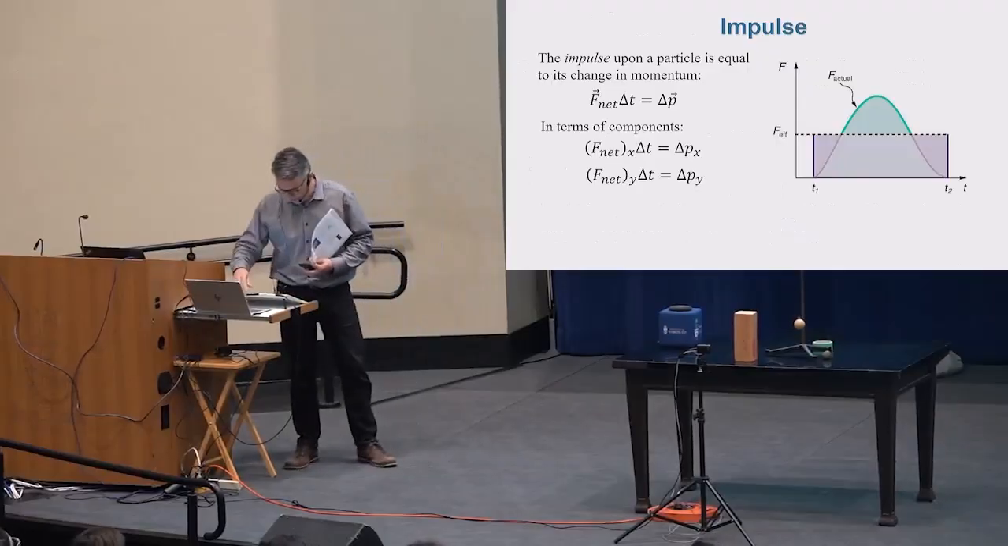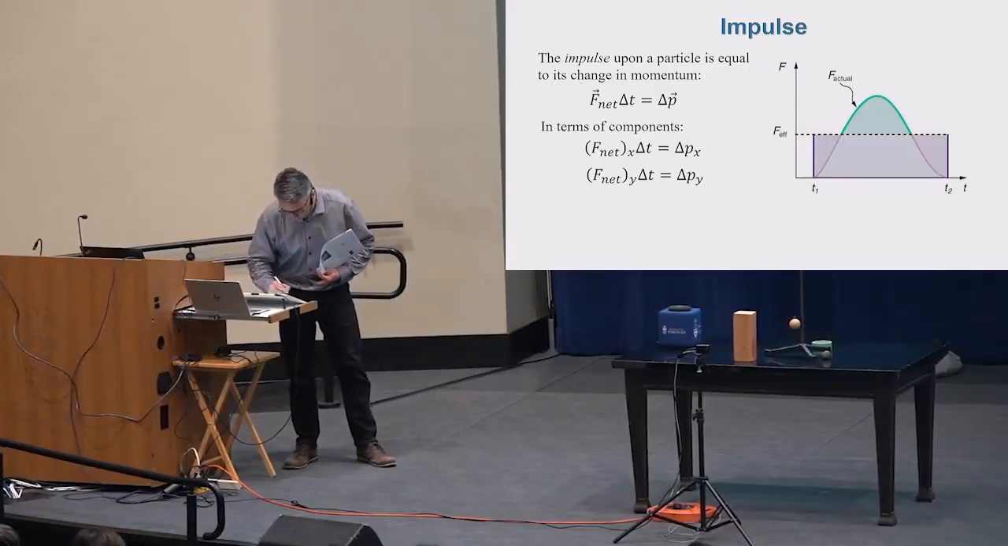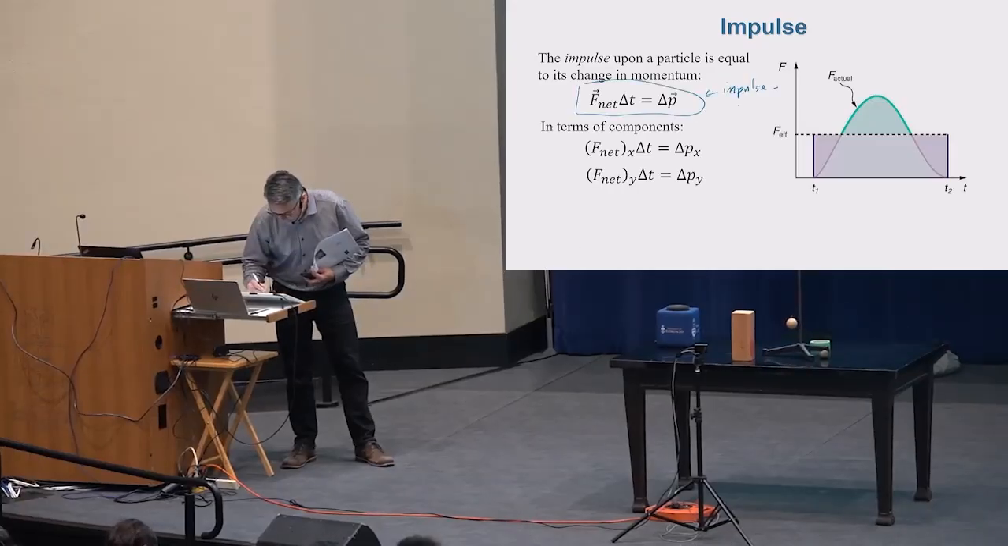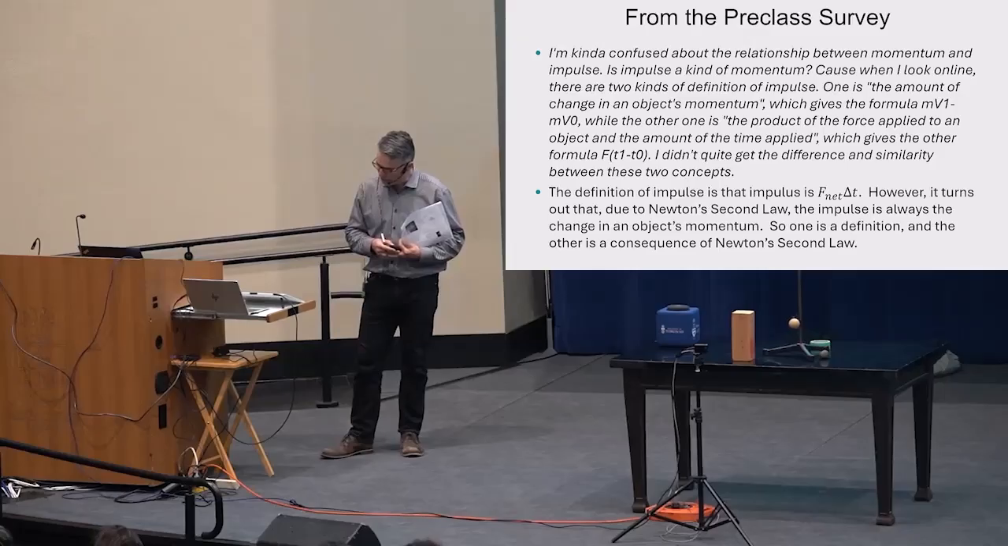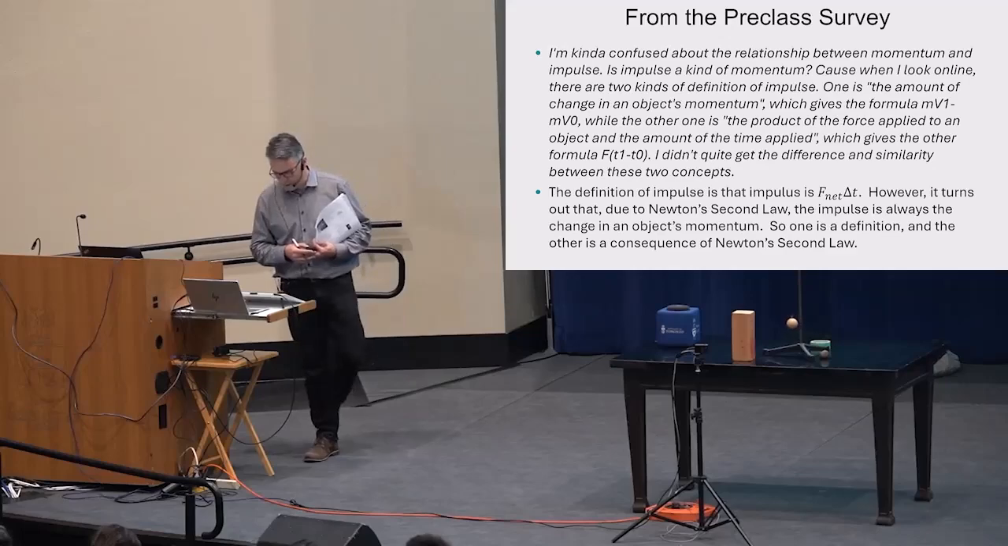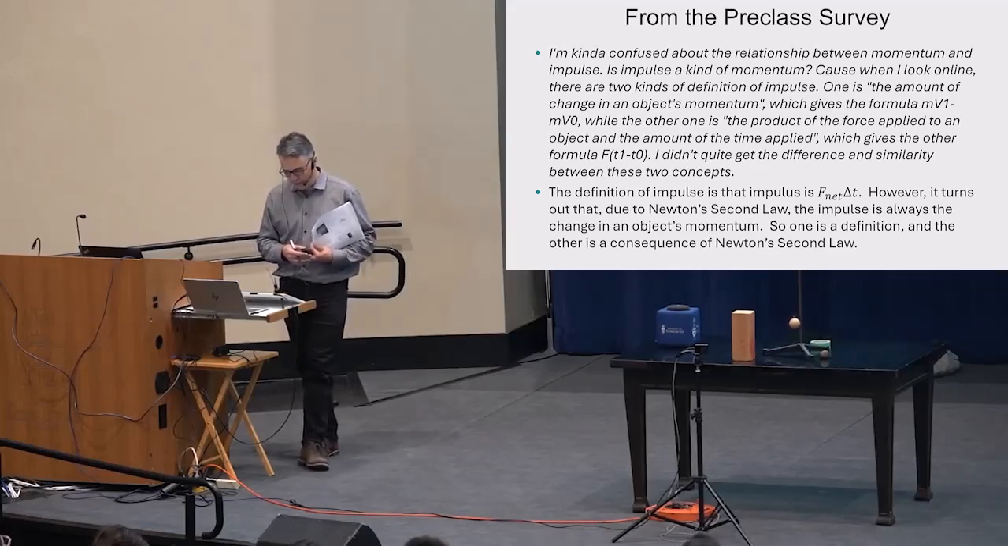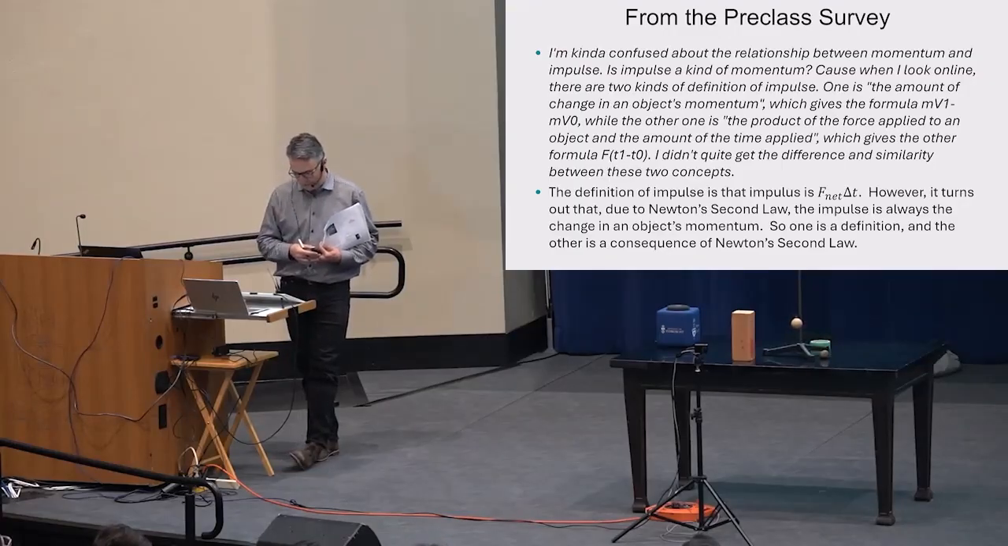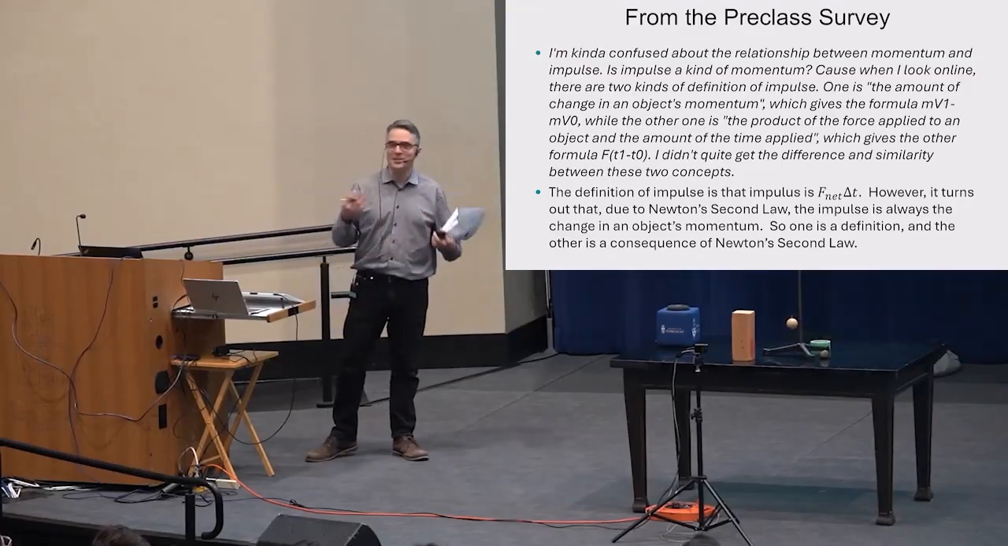Sometimes it's called the impulse momentum theorem, which relates impulse to change in momentum. I've heard it called this. And I might actually mention this. Someone asked on the pre-class survey, I'm kind of confused with the relationship between momentum and impulse. They Googled the definition of impulse, and they found 2 different definitions. One was the amount of change in the object's momentum, and the other is the product of the force applied to an object and the amount of time applied. So which is it, is the question.